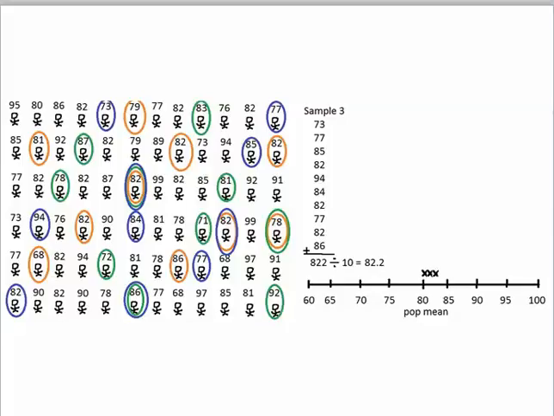And you might have noticed already that the possible samples of 10 students have sample means that are clustered closer to the population mean.